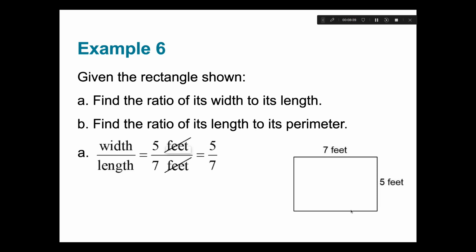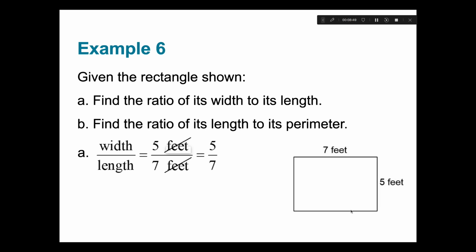We have feet over the top of feet, just like common denominators. Labels can cancel out, and you should know this from working with some of your science math, right? When we change from kilometers to meters, we have to cross out those labels as we're working through our ratios.